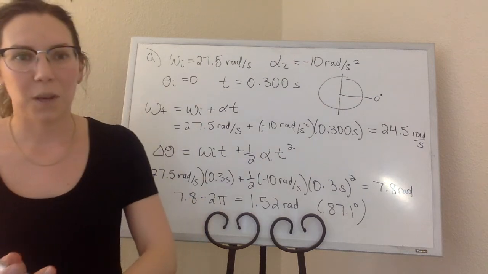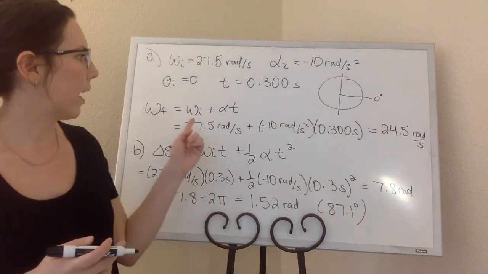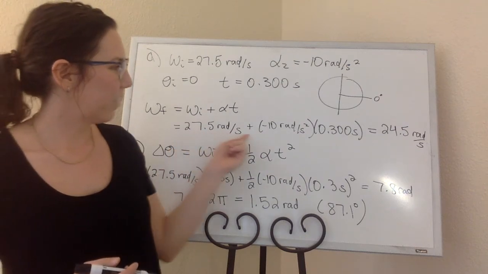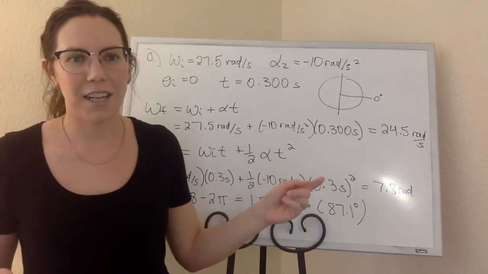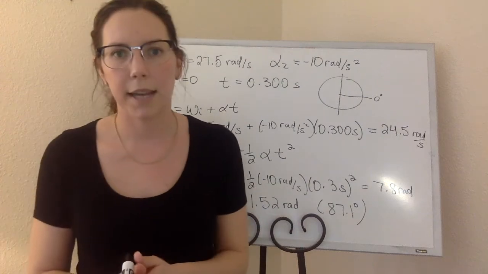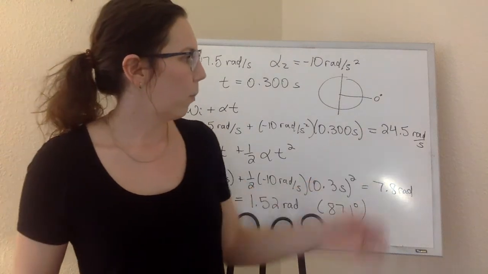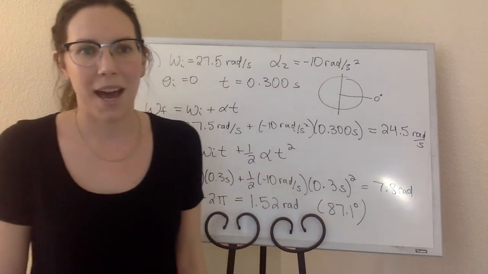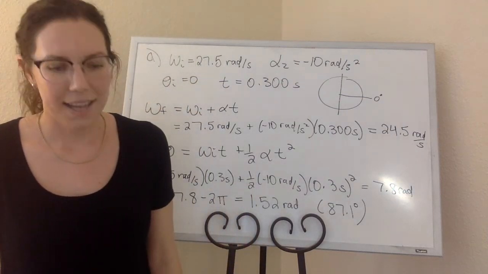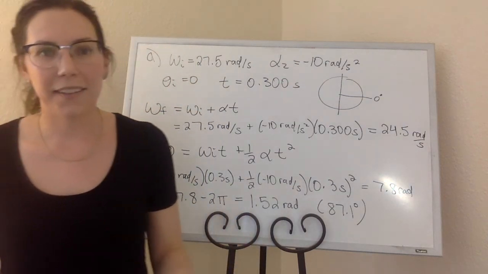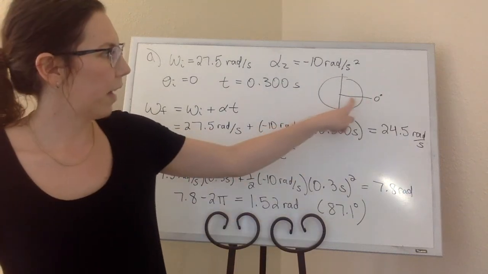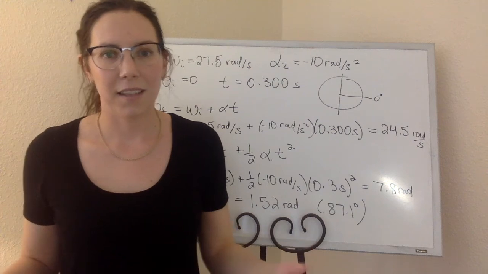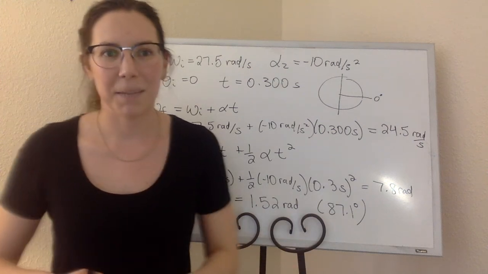Then we can just choose one of those angular kinematics equations that works here. It's the first one, number 1, omega f equals omega i plus alpha t. So we have 27.5 radians per second plus negative 10 radians per second squared times 0.3 seconds, which gives 24.5 radians per second at that point after 0.3 seconds have passed. Then in part B we're asked what angle it makes. Starting here, the line is along here. What angle is it at to that axis at the end? So let's find the angular displacement.